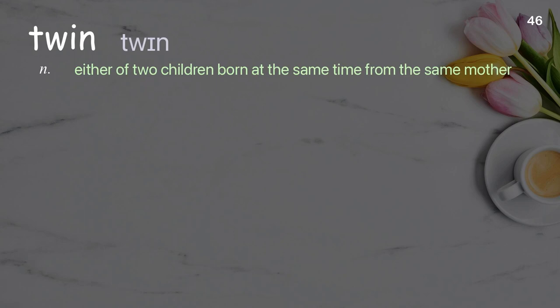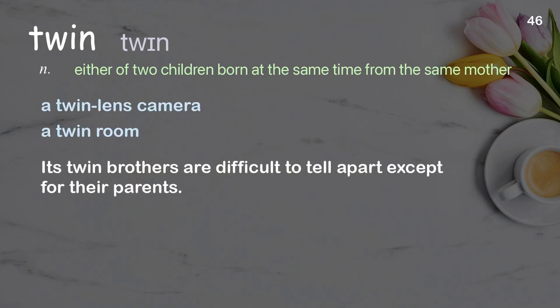Twin. Either of two children born at the same time from the same mother. Examples: a twin lens camera, a twin room. His twin brothers are difficult to tell apart except for their parents.